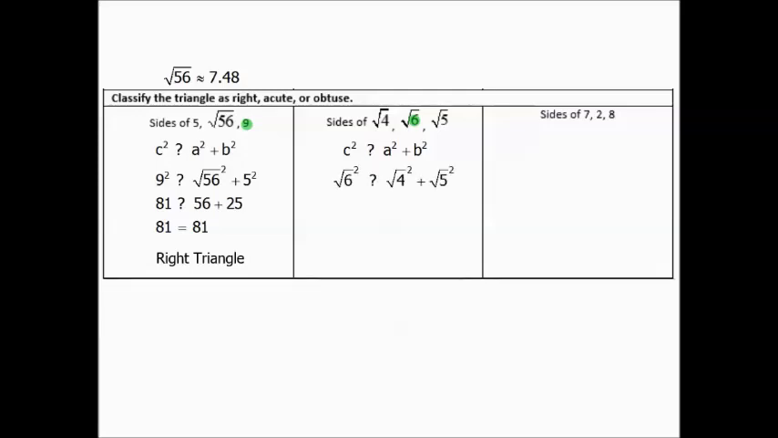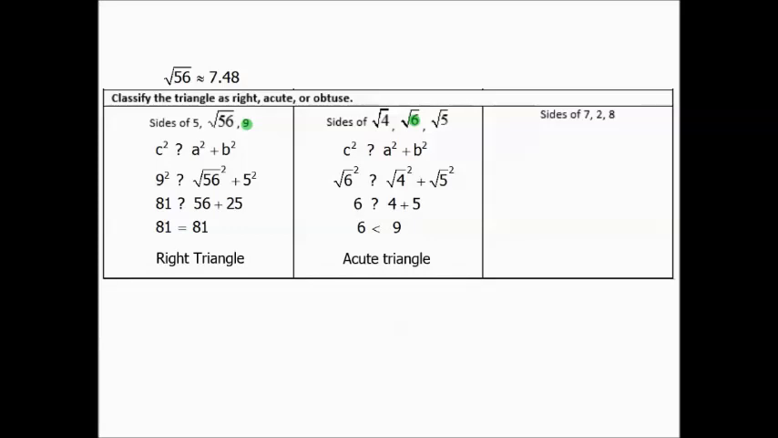When I square square roots, they are inverse operations and they cancel each other out. So I just get 6, 4 plus 5. I have to figure out if it's equal, less than, or greater than. 4 plus 5 is 9, and 6 is less than 9, which makes this an acute triangle.